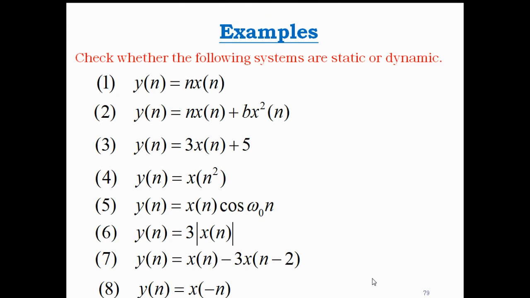Now here there are some examples given to you, and this will be considered as an assignment. You have to understand carefully. Looking at the equations, note down whether the output depends upon present, past or future, and based on that you have to identify which type of system it is, whether static or dynamic. You may try these at your home and we are going to solve any of your doubts in the next lecture. Thank you.